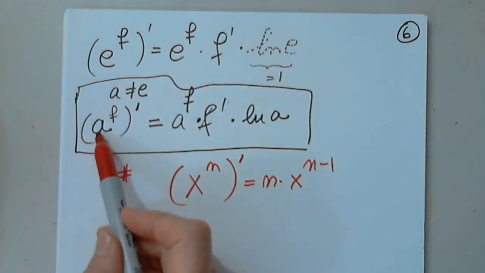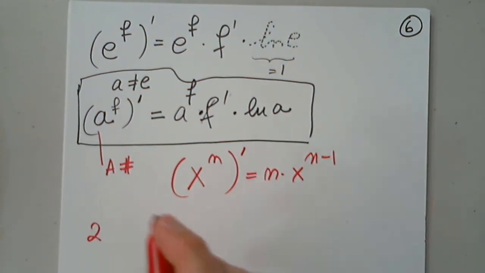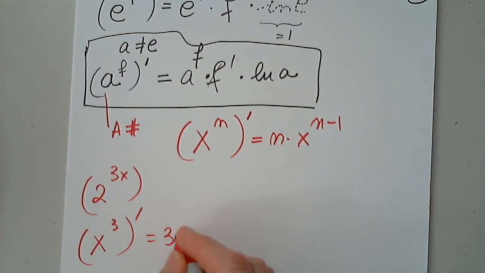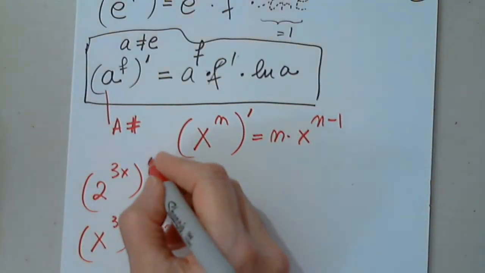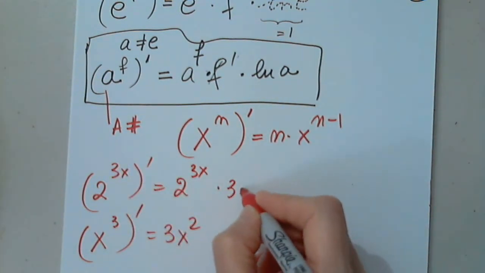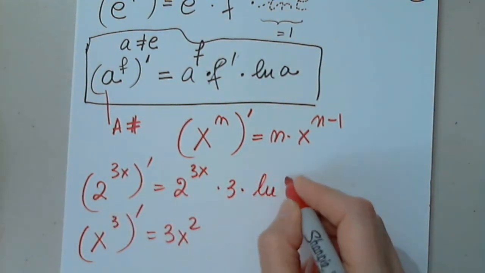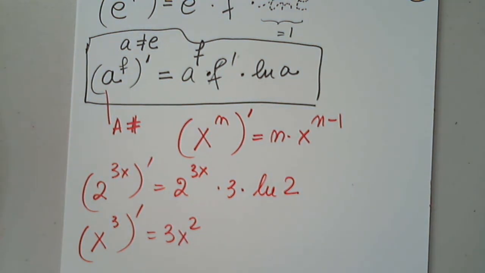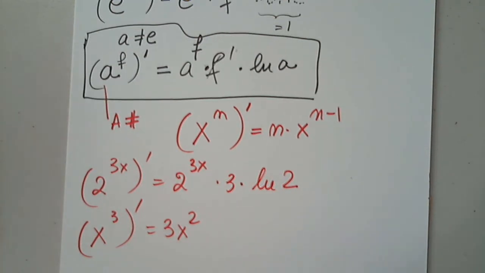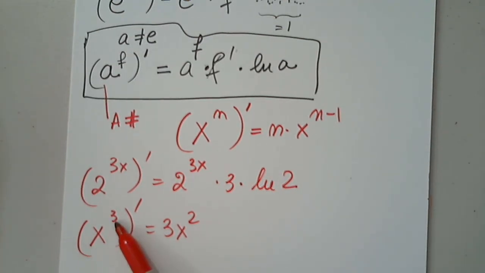See the difference? This is 2 to 3x. But this is x to the third. x to the third is 3x squared. But when I differentiate this, this is 2 to 3x times the inner function prime times natural log of the base. Very good question. Victoria is right. It looks the same. It's just something to a power. It just looks the same. It's not the same.